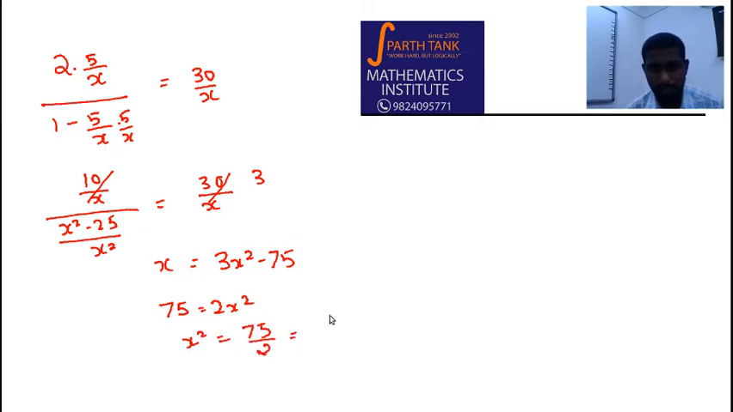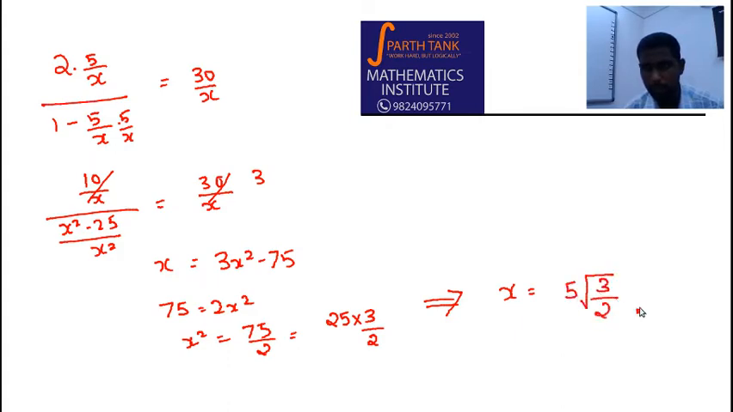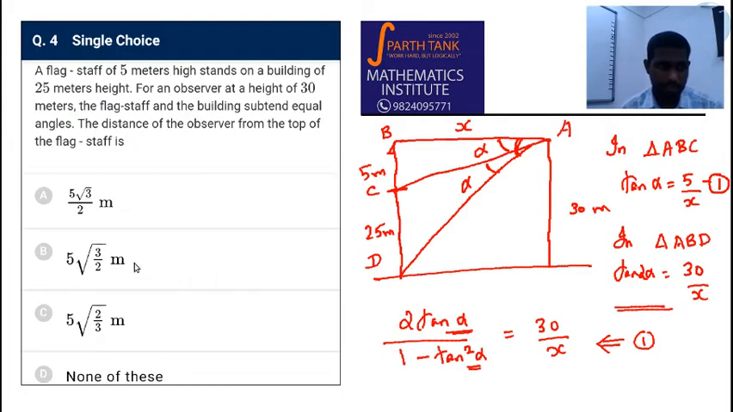I am writing this as 25 times 3 by 2, so that x can be obtained on taking a square root as 5 into square root of 3 by 2 meters. So the answer is x is 5 into square root of 3 by 2 meters, which is option B, 5 into square root of 3 upon 2 meters.